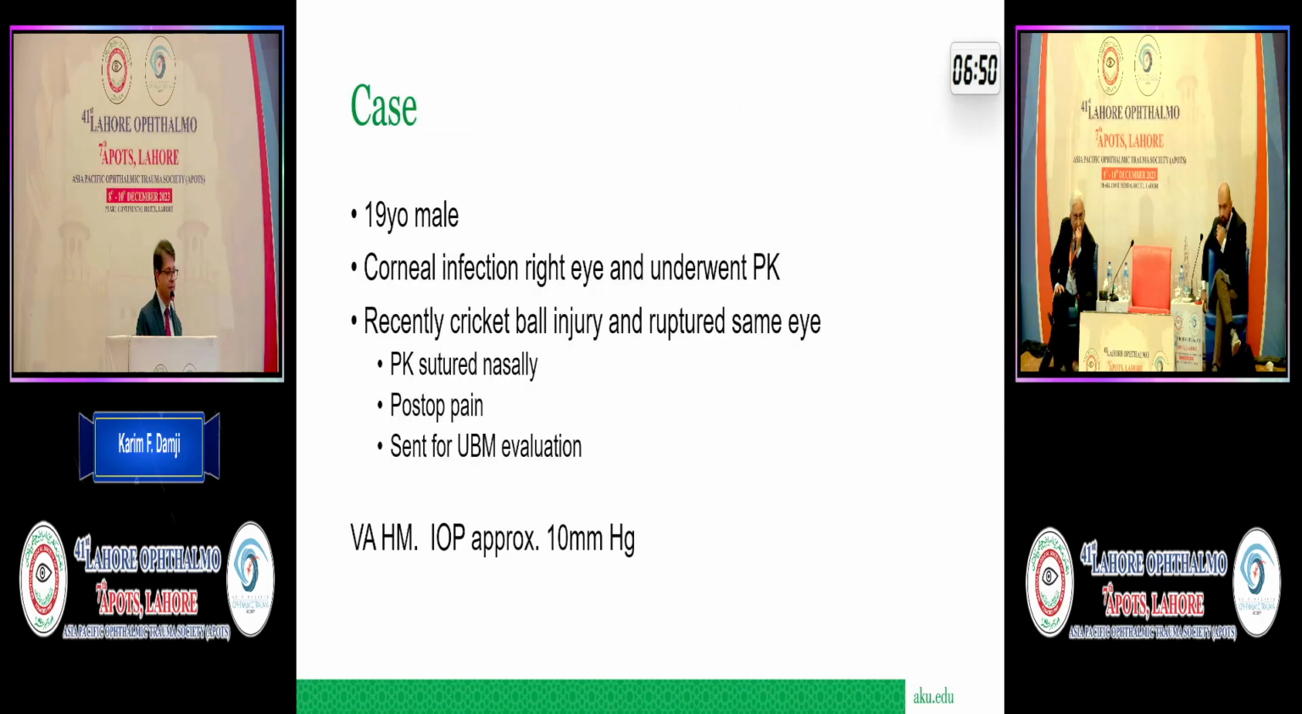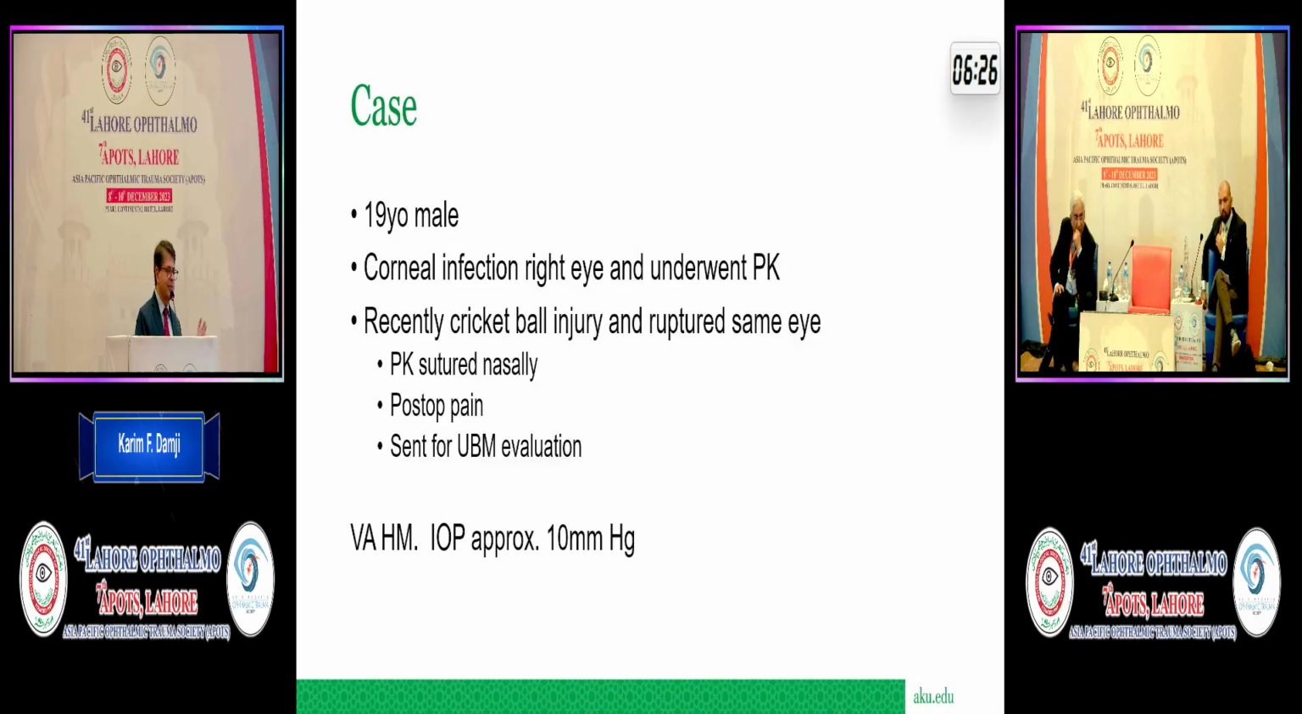Here's another case of a 19-year-old male who had corneal infection. This was a case referred recently in our UBM clinic, and he had undergone a transplant for corneal ulcers in his right eye. Now, unfortunately, he had a cricket ball injury recently, ruptured the eye, which was sutured nasally. Post-operatively, he had a lot of pain, discomfort, and he was sent to the UBM clinic.